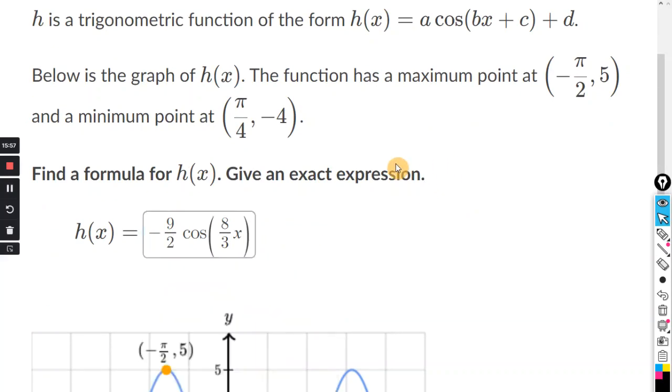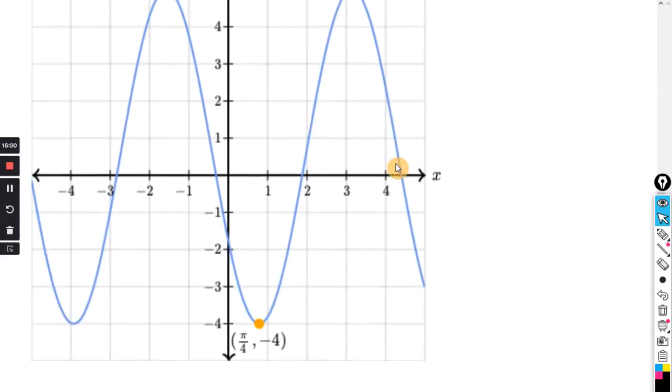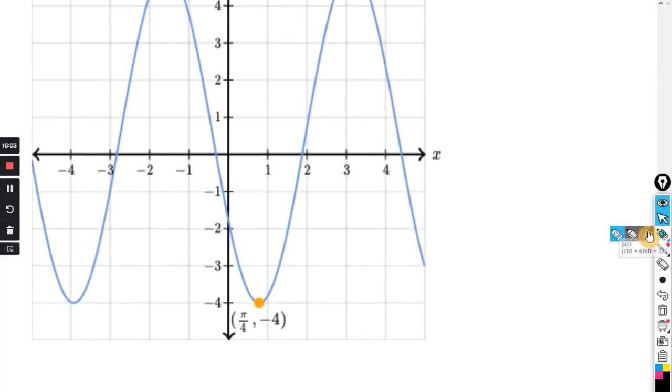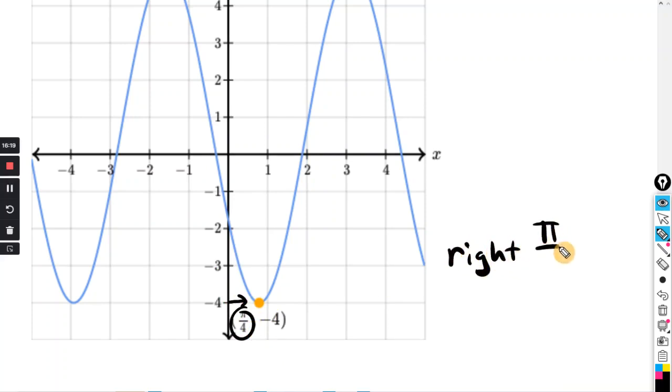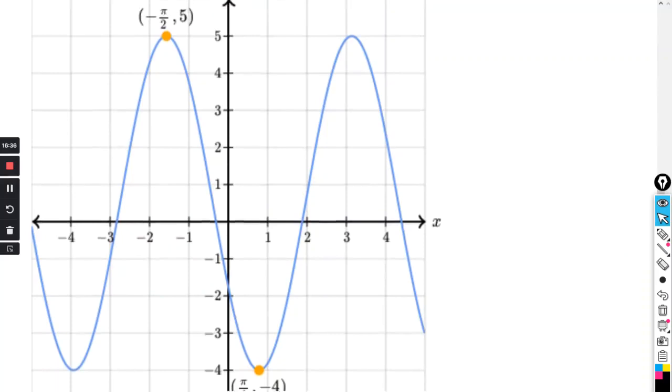Now we need to do the phase shift. Okay. So the cosine function really has the minimum right here on the y-axis. So this is actually shifted over by pi/4 units. All right, it's shifted right by pi/4. Because if you use the negative cosine function, this point, the minimum should be right here on the y-axis. So it's shifted right pi/4. That means we need to subtract pi/4.